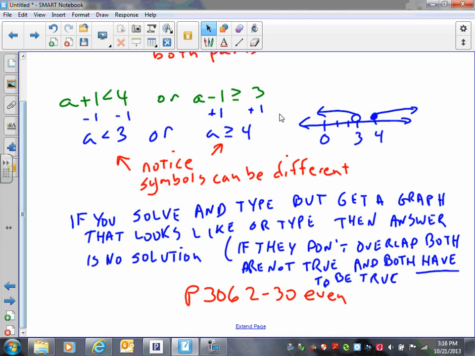Now, if you go back to that first type where we had an AND statement and you try to graph them, but you get a graph that winds up looking like this, where they don't overlap at all, then both are not true. And because both have to be true, the answer is no solution.